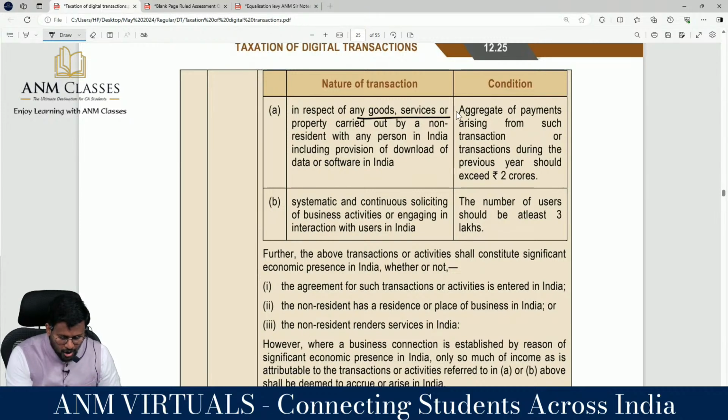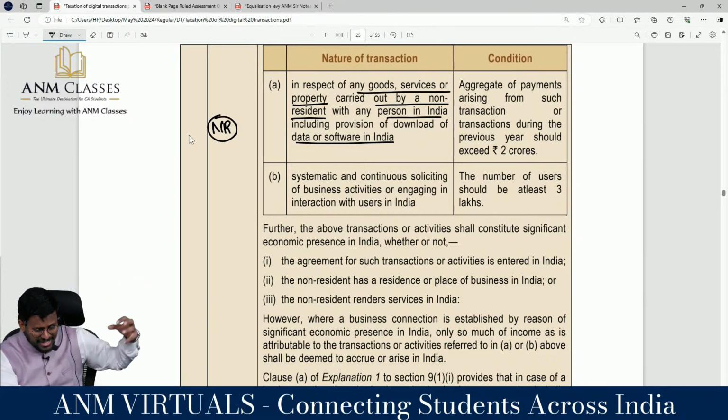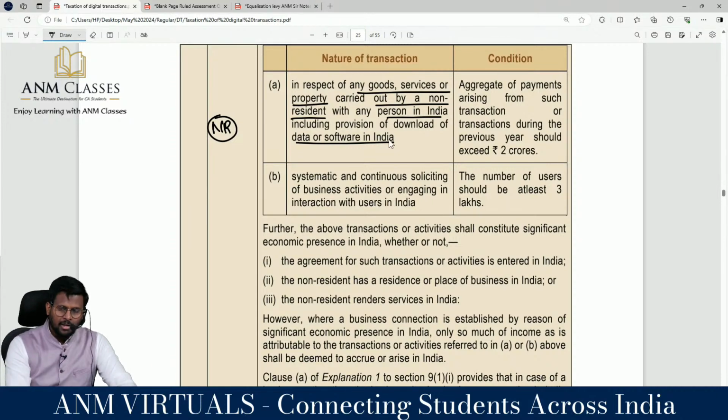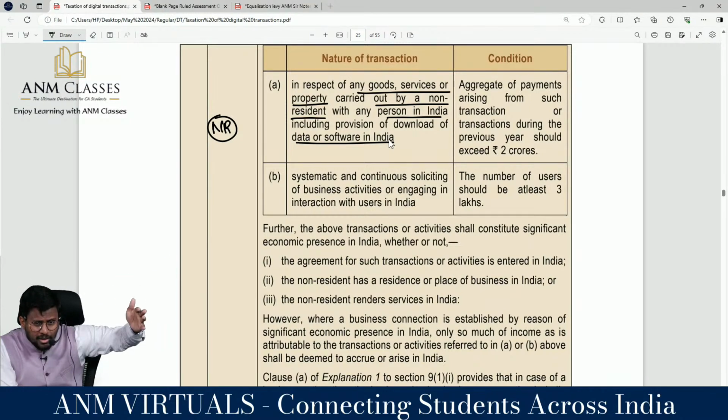In respect of any goods, services or property carried out by any non-resident with any person in India, including provision of download of data or software in India. That means you are a non-resident situated outside India, and you are supplying goods, services, property, intangibles or software to Indian people. When will I say that you are having SEP in India? What is SEP?